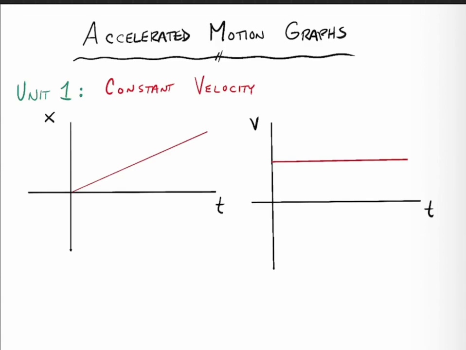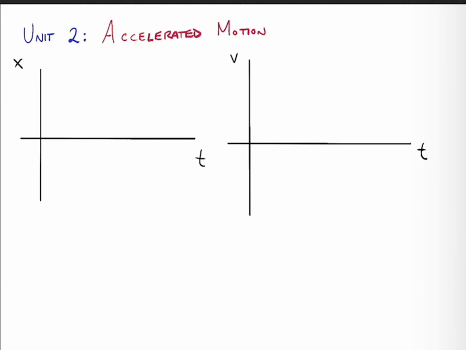Now we have to understand, how do these graphs change when you have acceleration and you actually have an object that is speeding up or slowing down or changing direction, something along those lines? So for accelerated motion, we need to take a look at what type of graph is created when you have an accelerated object.